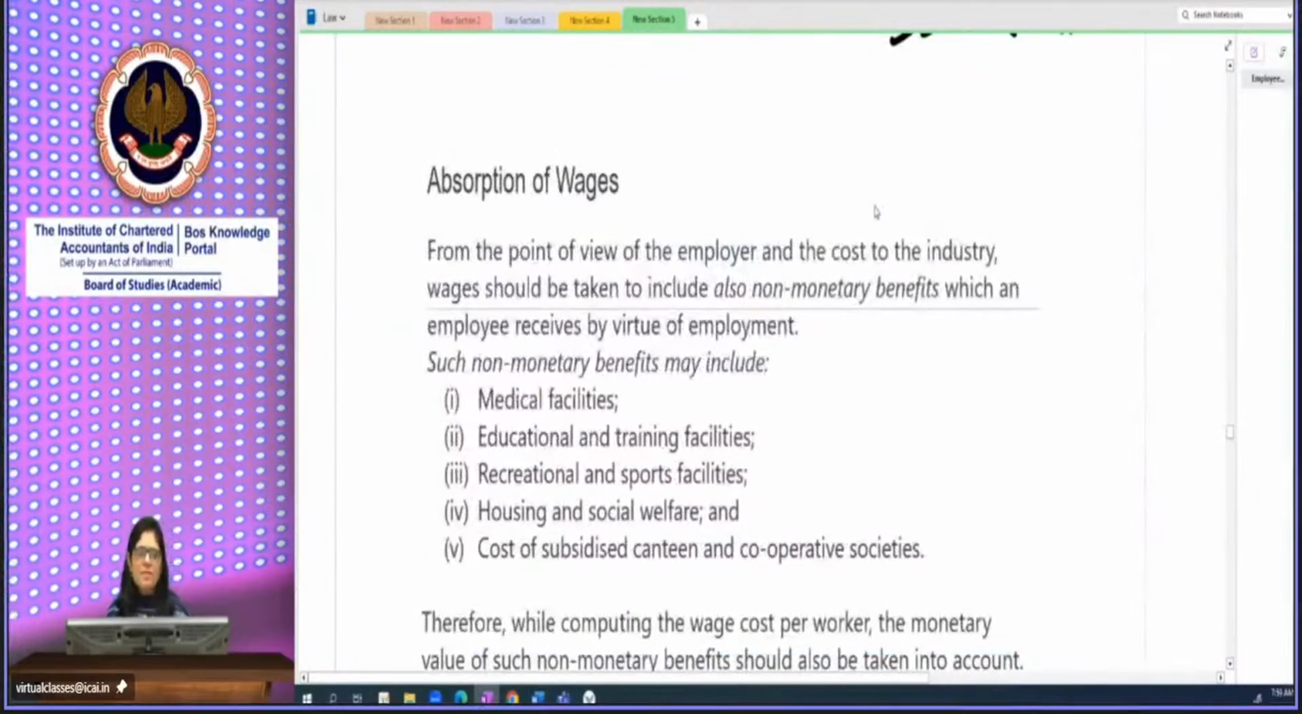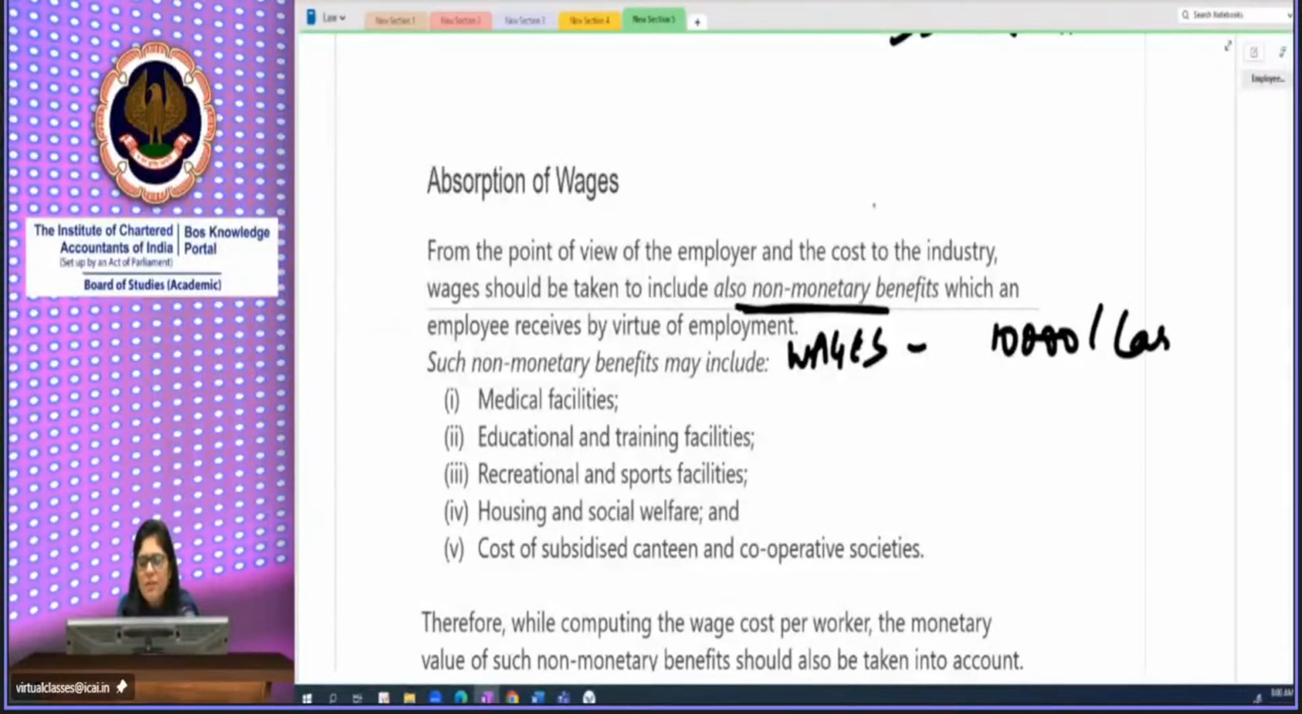So the next topic is absorption of wages. Absorption of wages is exactly what I was explaining to you: whatever the employer is incurring on the facilities given to the employee, everything should be part of the wage rate. Clear? For example, the monetary payment is included, and non-monetary benefits also. So if the wages are 10,000, that means we are paying the wages in cash.